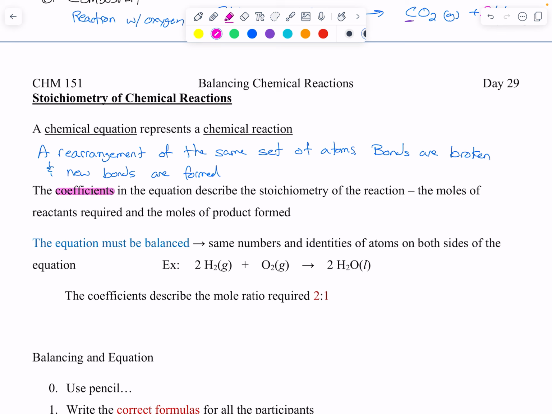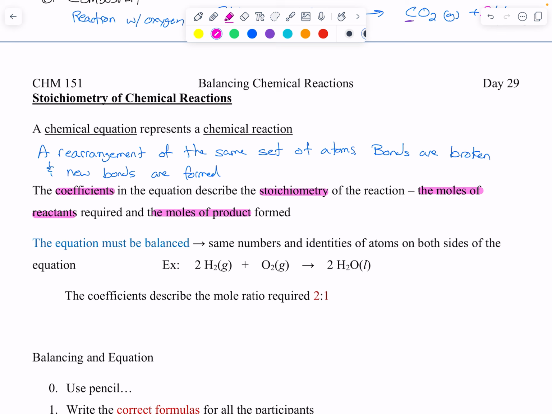Coefficients in the equation describe the stoichiometry, which is the moles of reactants required and the moles of product formed, right? And so the mole ratio, the particle ratio, is how they react. We measure the reactions not with moles, we measure it in mass right now. We'll get to some other ones soon, but right now we're doing mass. We measure in mass, but the reactions react in moles. And so we need to know the particle ratio, which is the mole ratio. We use the molar mass to get from a mass to a mole, and then the mole ratio is how they do it, right?